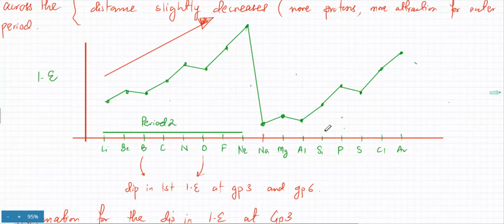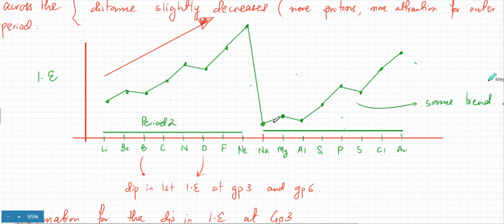Because I think when you start period 3, there's another shell, so it's easier to remove it. Exactly. When you're moving to period 3, you're actually moving down the group. So there's an extra shell, and all the electrons are further away from the nucleus compared to sodium. So the trend is the same, but lower.